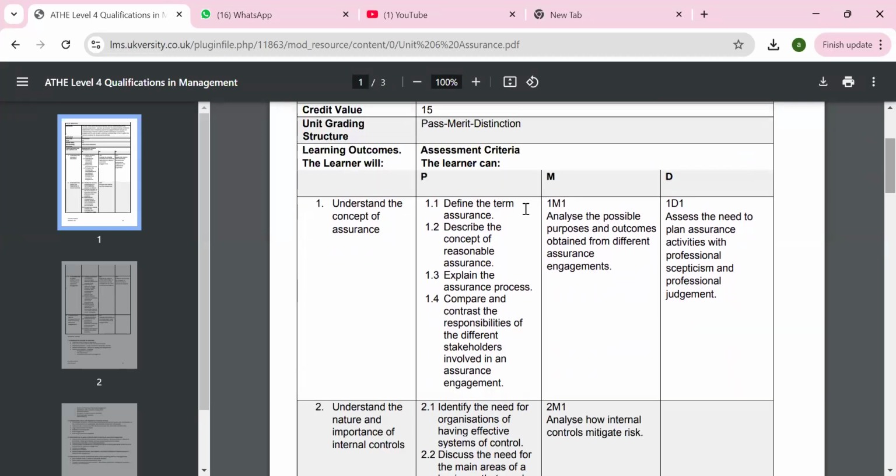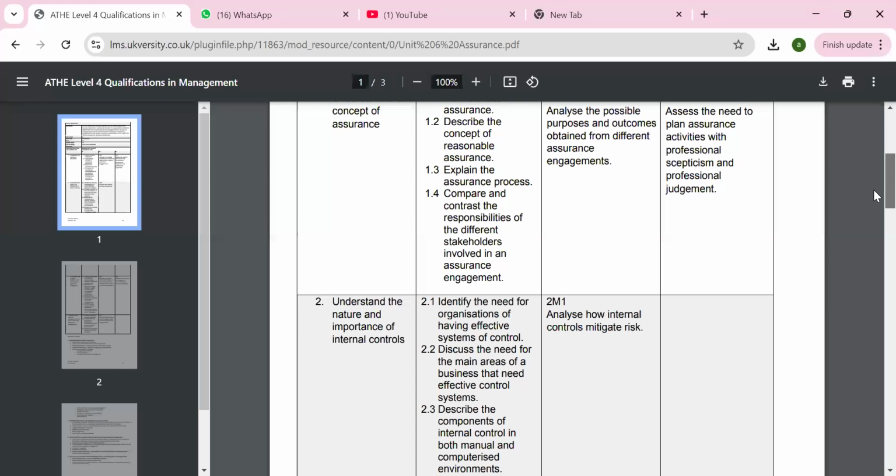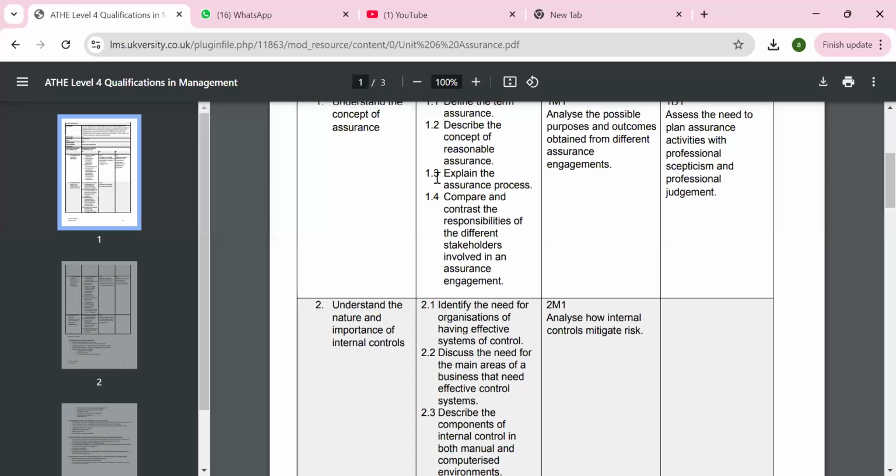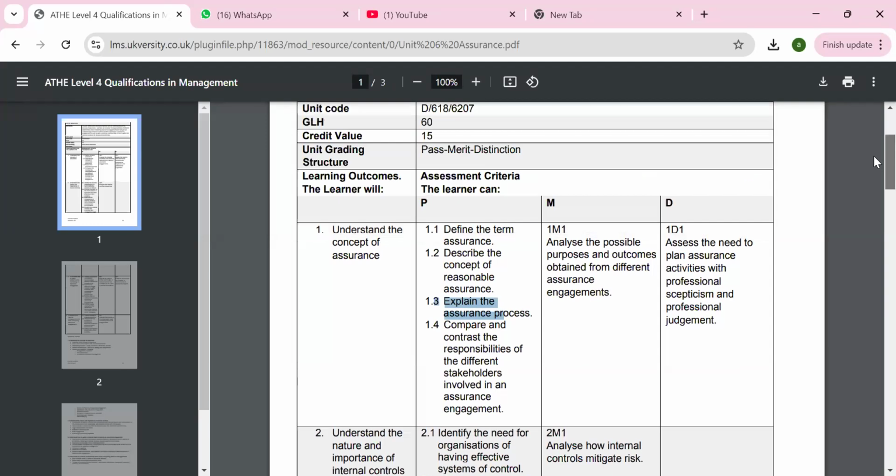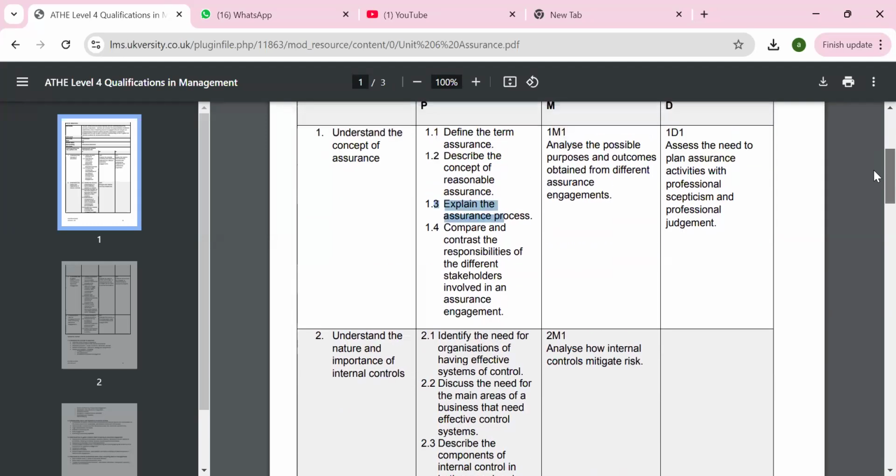This lesson will go through our LO1, learning outcome one, which is to understand the concept of assurance: define the term assurance, and describe the concept of positive and negative assurance. Absolute, we need to never give absolute assurance, always remember. Explain the assurance process, and compare and contrast the responsibilities of different stakeholders. It's a merit criterion: analyze the possible purpose and outcome obtained from different assurance engagements, and we'll go through assessing the needs and planning assurance activities with professional skepticism.